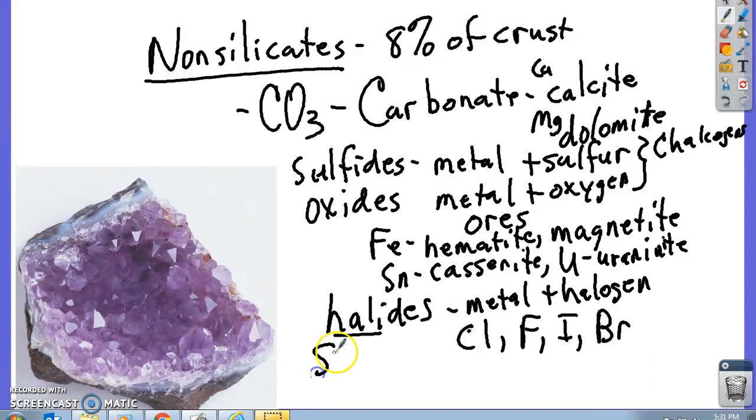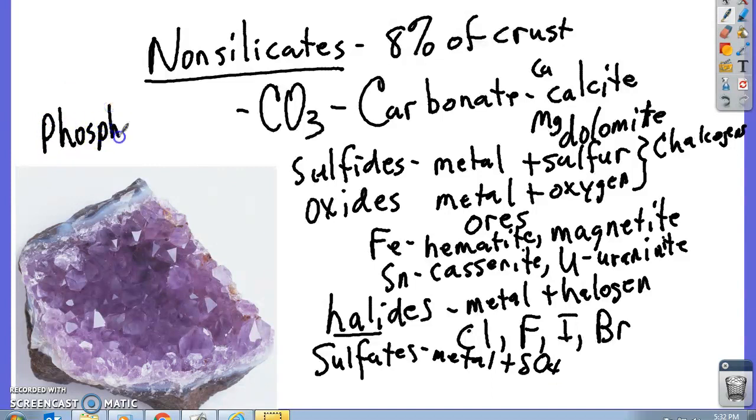All right, we could also have sulfates, which, unlike the sulfides, are a metal plus SO4, which is sulfate. All right, and then the last group would be the phosphates, which would be a metal plus PO4. Okay, so all these different groups and minerals, as you can see, are named for their chemical names, and so that makes it pretty handy, and that's why we learned those.